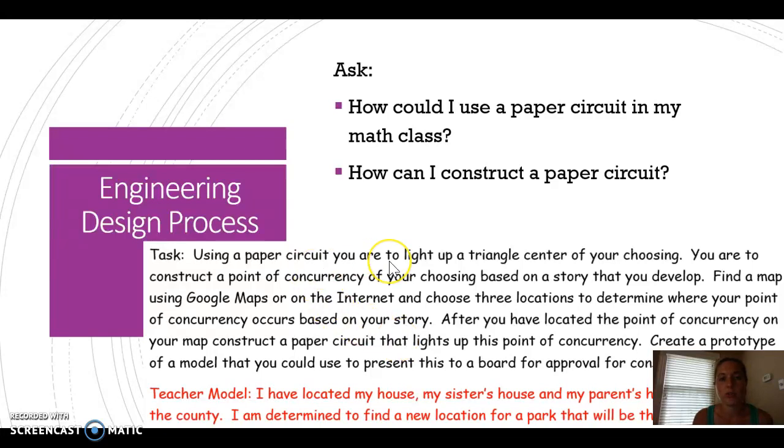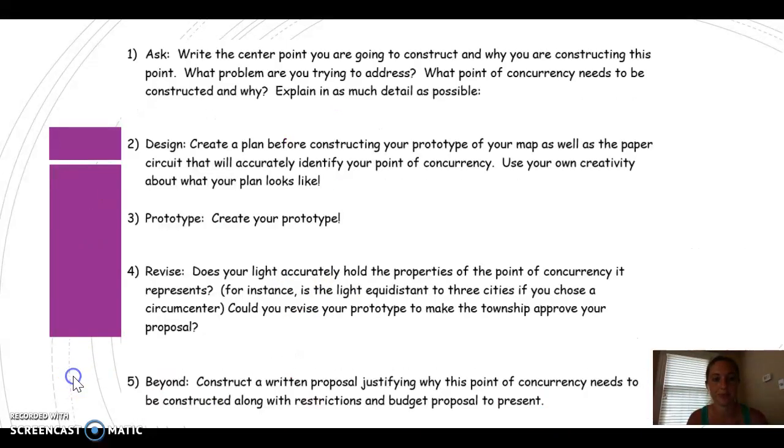So the task is that students would use a paper circuit, and they'd have to create the paper circuit in order to light up a specific triangle center that we would have learned about in class that they get to choose. They have to create a story about where they want this center to be located based off of the locations that they choose, and end up creating a plan, a construction plan, and a prototype that they would want to present to a board for approval, such as a township if you wanted to create a park or maybe a lighthouse or an air traffic control system.